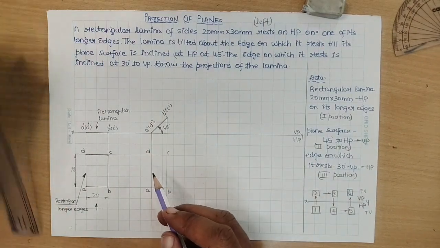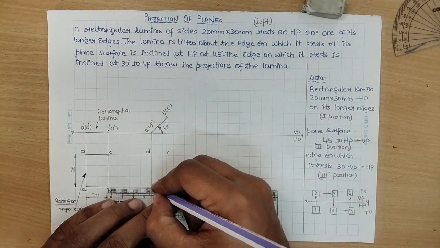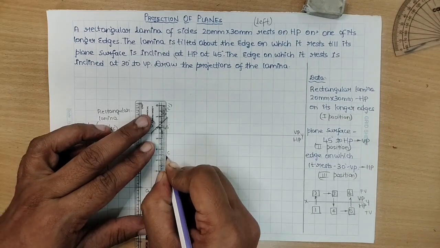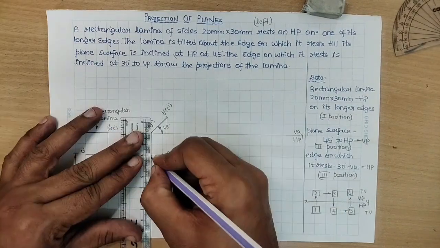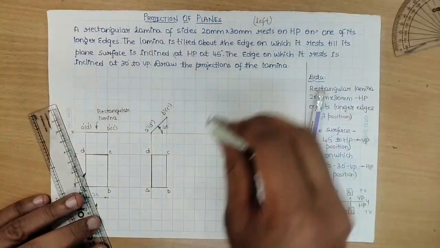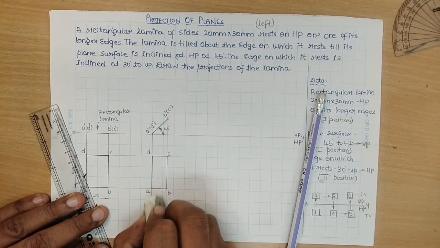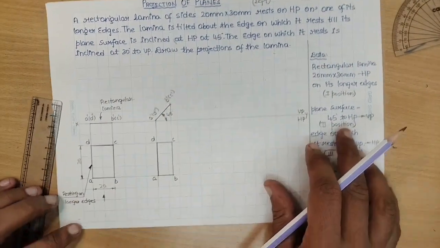We got one more rectangle here. Now, join A to B, B to C, C to D, D back to the point A. Again, any extra projections, remove it. Now, fourth drawing is completed.